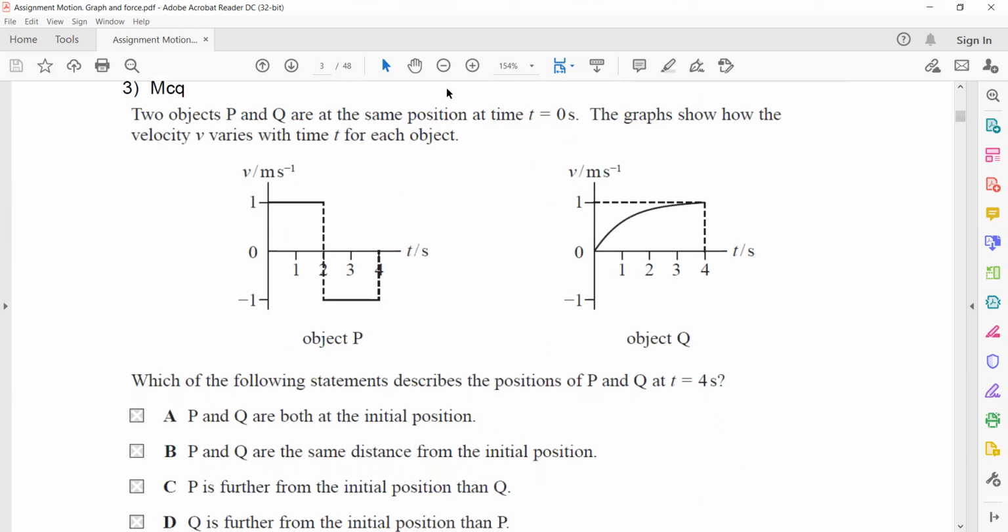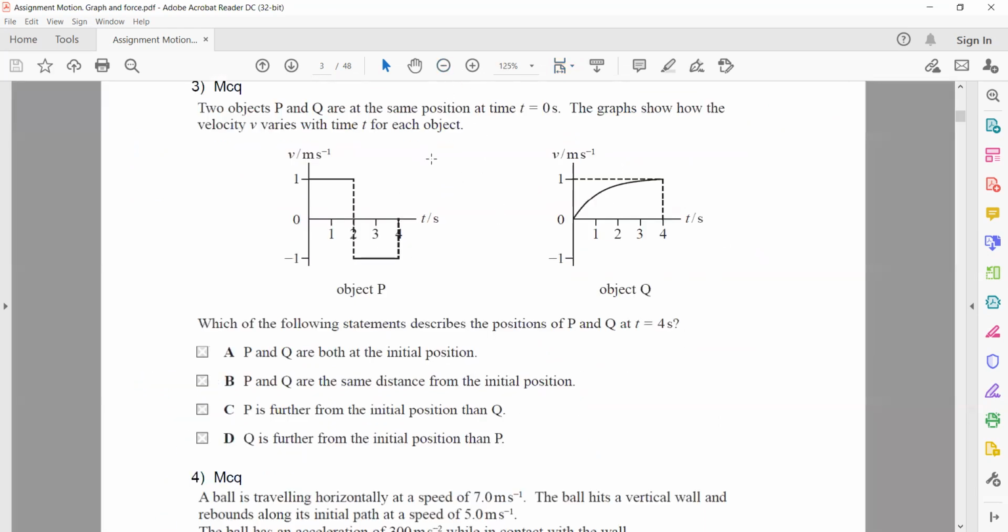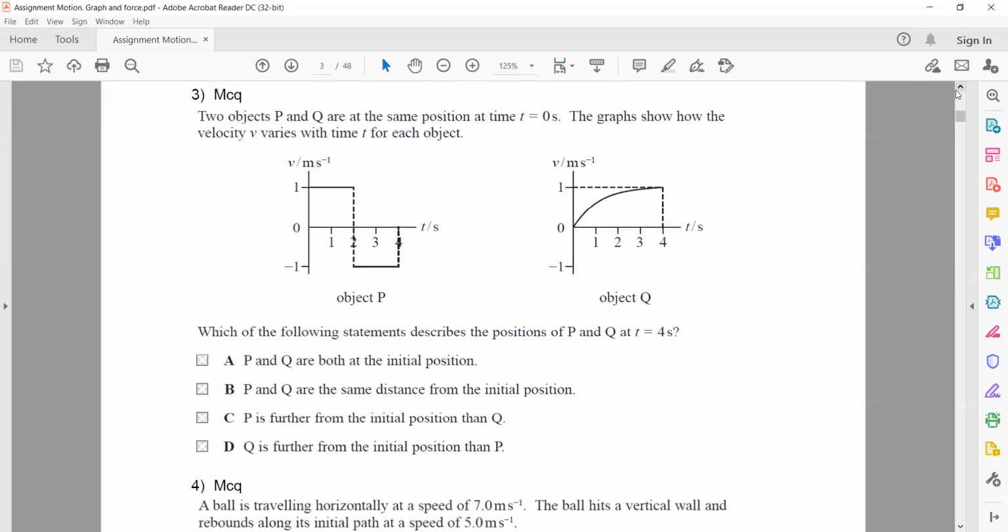In question 3, two objects P and Q are at the same position. The graph shows how the velocity varies. What is the significance of positive and negative velocity? If the direction changes, if one of the velocities we consider as positive, the other one will be negative.